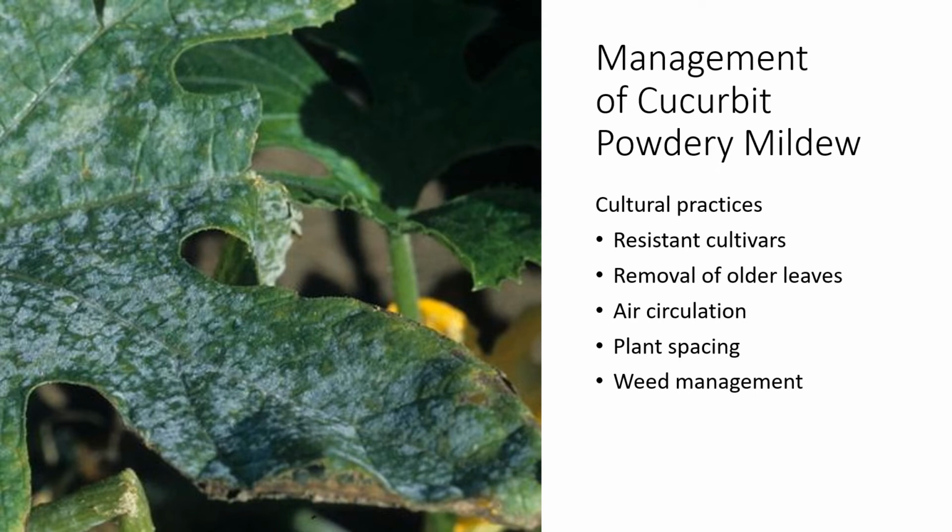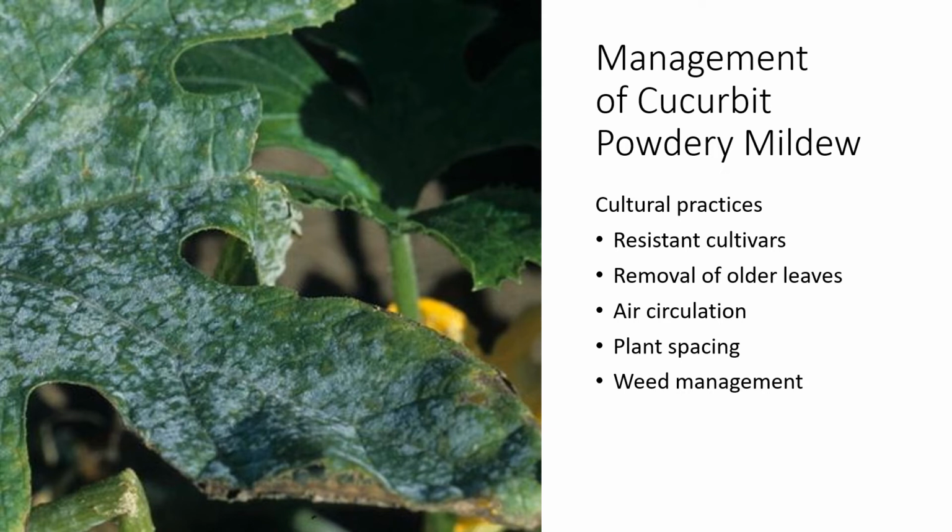We manage powdery mildew in general by, first of all, cultural practices. The number one recommendation is to use resistant cultivars. Looking at your seed packets and considering information from your seed supplier, there are lots of resistant cultivars out there, and I encourage every grower to take advantage of those. Any way that you can increase air circulation, drying those leaves out and lowering the humidity inside that canopy, will really reduce amounts of disease.